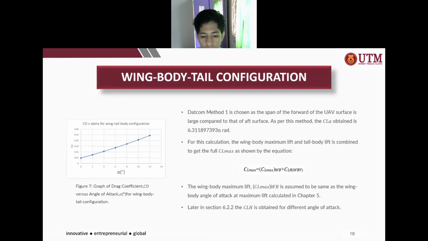So the wing body maximum lift is assumed to be the same as the wing body angle of attack at maximum lift. The tail lift in the above equation is the horizontal lift in the presence of wing body and vertical tail based on the wing area. Hence, the lift value obtained is 2.29. So we can see that the CL alpha versus angle of attack is plotted.